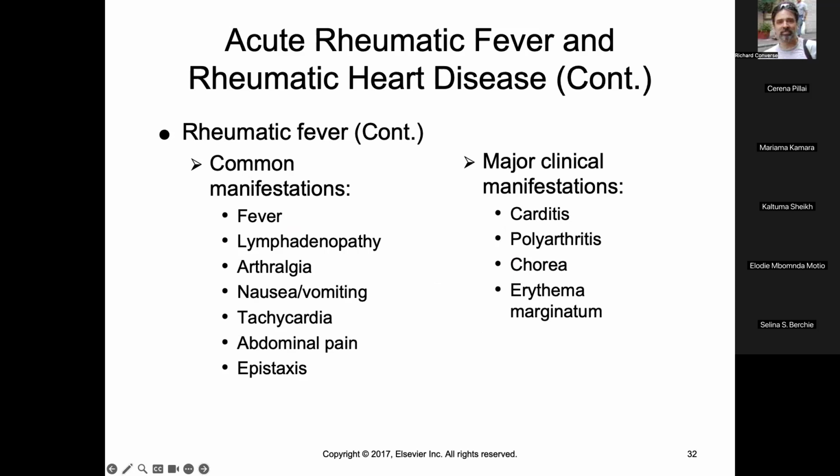lymphadenopathy, arthralgia, nausea and vomiting, tachycardia, abdominal pain, and epistaxis. Major clinical manifestations: carditis, polyarthritis, chorea, and erythema marginatum. Okay.